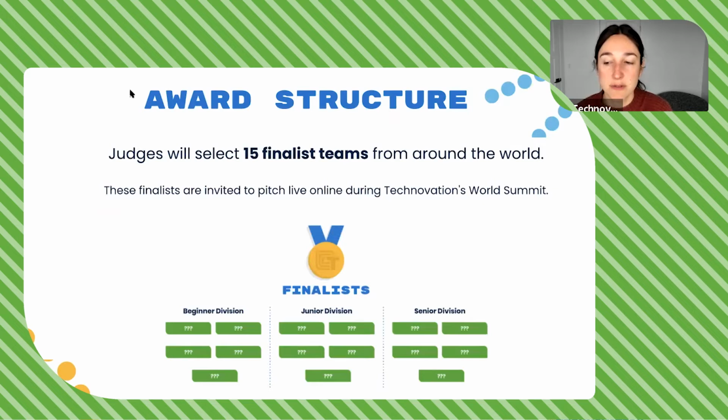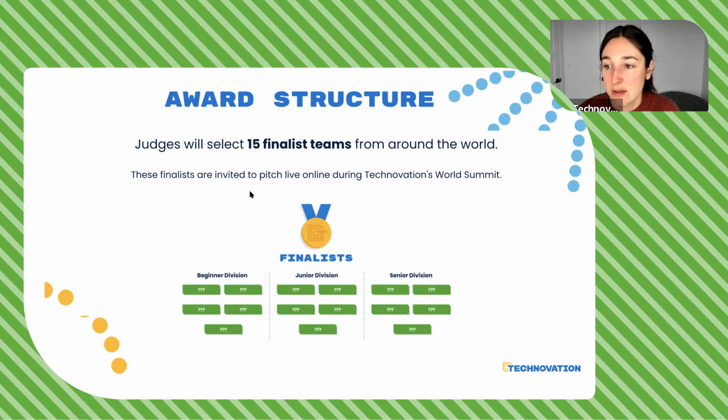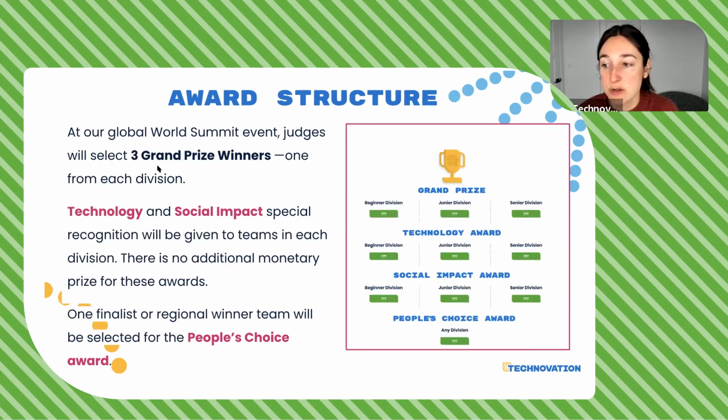Just a little bit about the award structure. Judges are going to select about 15 finalist teams from around the world, and those finalist teams will be invited to pitch online during our Technovation World Summit. We will also have some other prizes. We'll have a grand prize in each division, a technology award, a social impact award, and then a People's Choice Award that can be from any division. There'll be winners in each division, except the People's Choice will be overall.